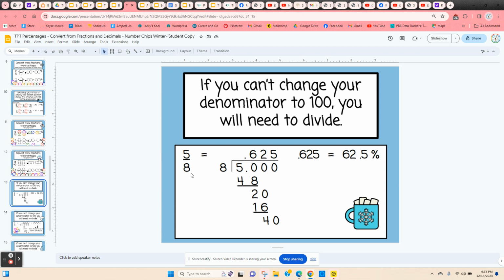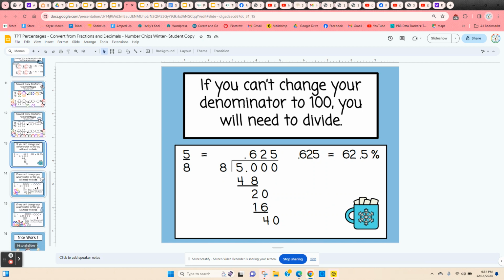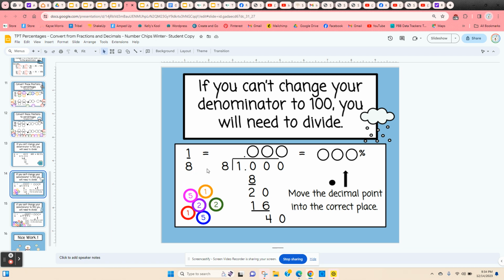Now, sometimes it's not possible to change that fraction to an equivalent fraction with 100 in the denominator. So in this case, I have 5/8, and I'm just going to take the numerator divided by the denominator. 5 divided by 8, using long division. And here's an example of how that works. The next slide, most of the problems are done for them. They're going to use these number chips. And they also have a movable decimal point so they can move it into the correct place in their answer.